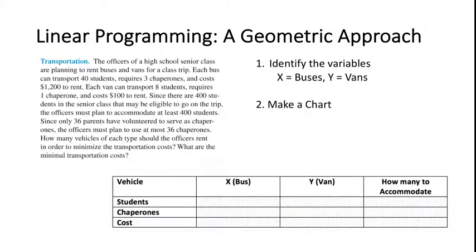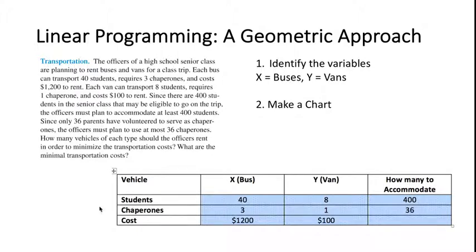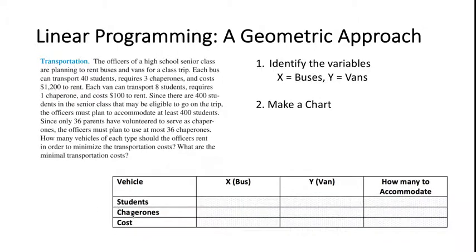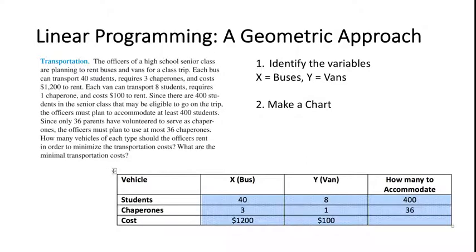Okay, the next step is to make a chart of this information. So the variables are X buses, Y vans. So those are the vehicles, and we're transporting students and chaperones. Sorry, I went a little too fast. And also there's a cost involved. And we're going to keep track of a certain number of students that we need to transport and a certain number of chaperones. All right, so back to that slide.